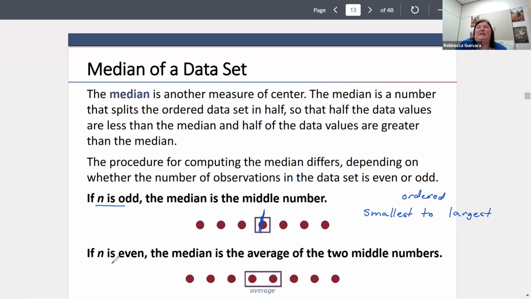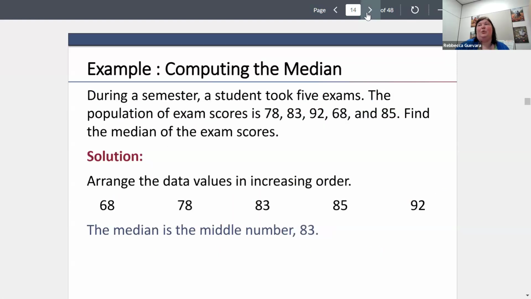If your data has an even size to it, then we still do the same thing. Everything's ordered from smallest to largest. It's just that we take the two data points in the middle and we do an average, or basically a mean. In that case, your median is going to be right here, exactly splitting that data into two halves. Always remember, you need to order your data from smallest to largest.